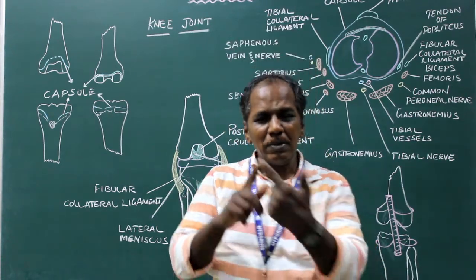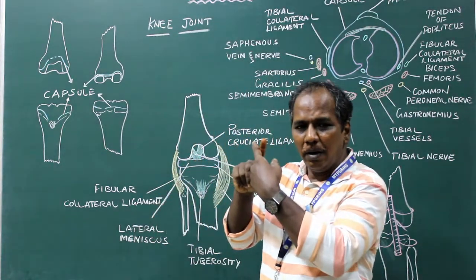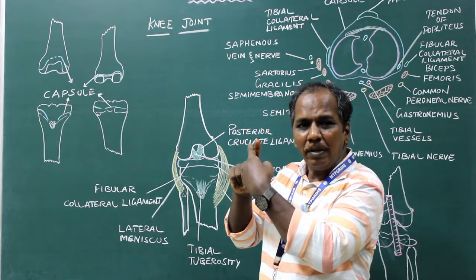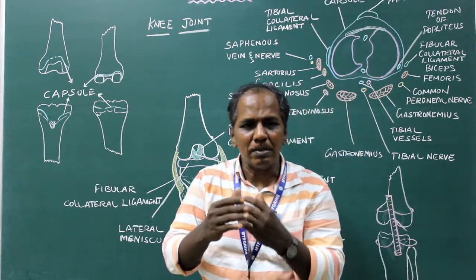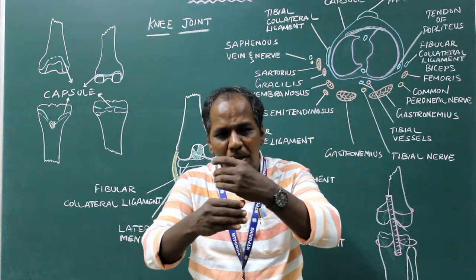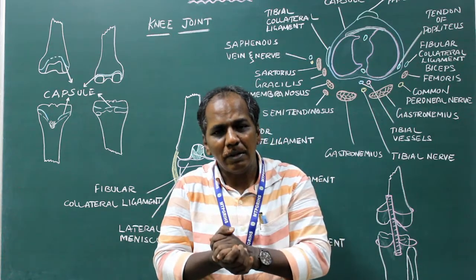So these cruciate ligaments are responsible for maintaining the stability of the knee joint, thus preventing anterior and posterior displacement of the condyles of the tibia and femur during walking.